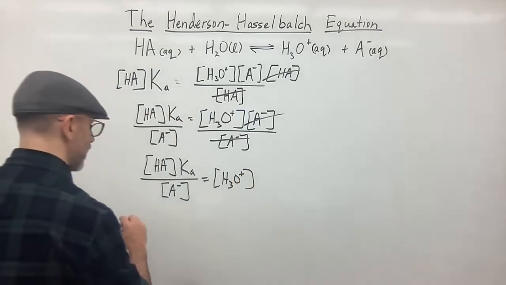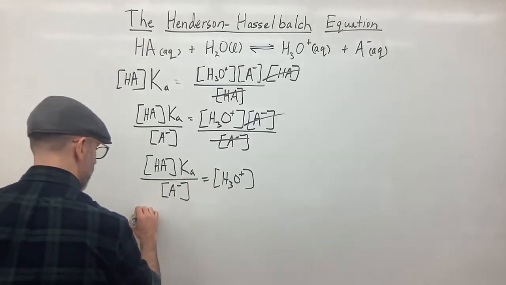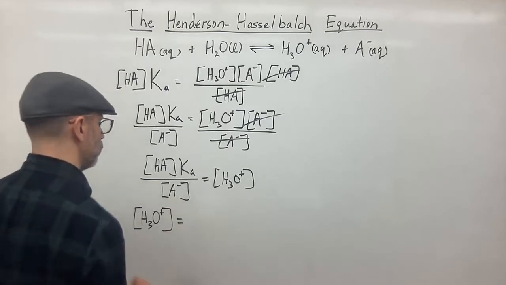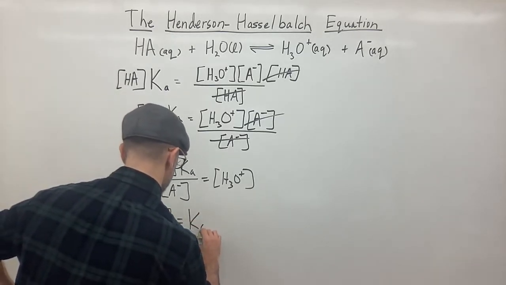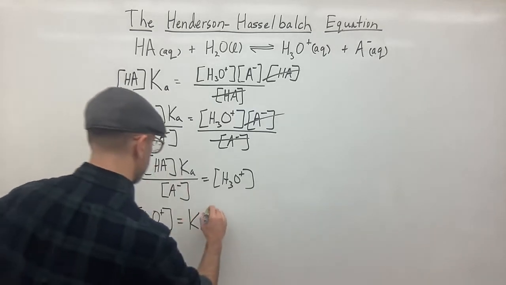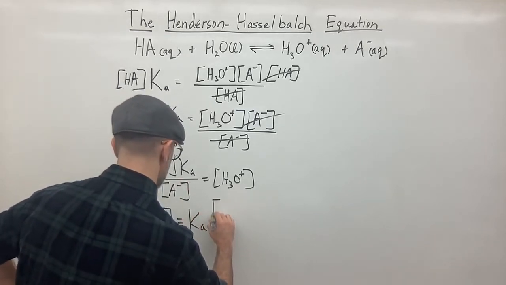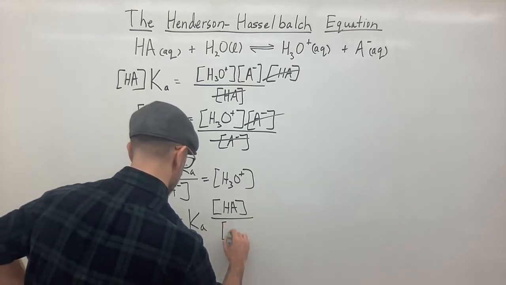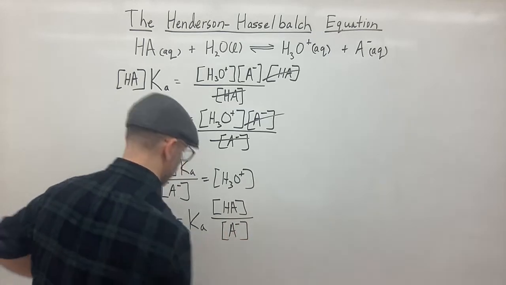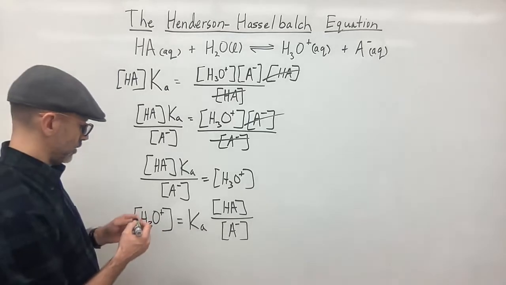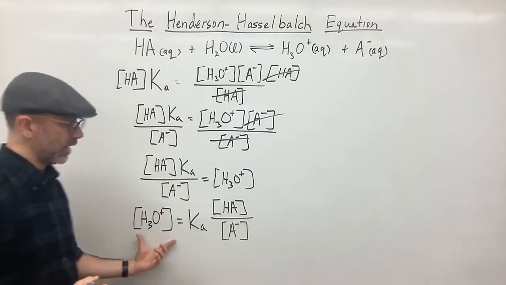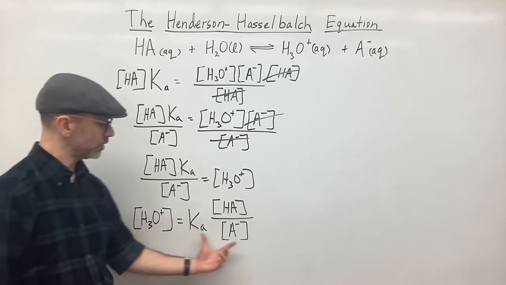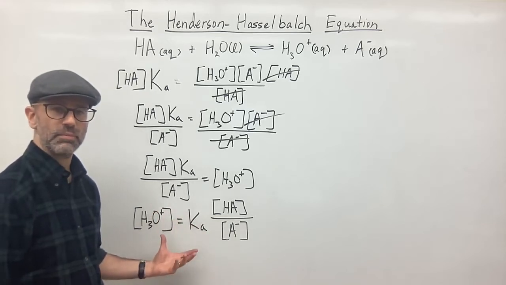And I can rewrite that. I'll just flip this around. So the H3O plus concentration is equal to Ka multiplied by this ratio here. So Ka multiplied by the ratio of HA, which is my weak acid, the concentration of the weak acid, over the concentration of the conjugate base. So now that I have this concentration of H3O plus, the hydronium ion, equal to this, now I can start to get my equation from here.